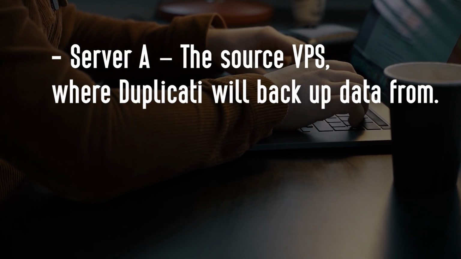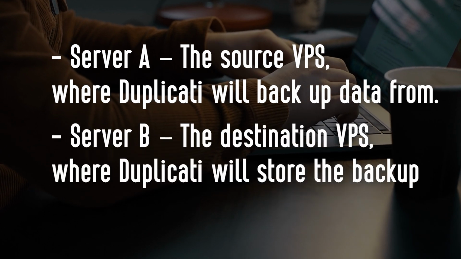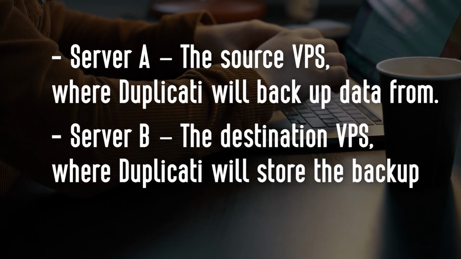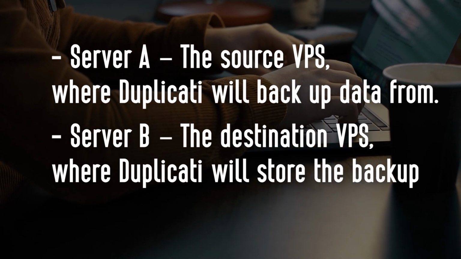Server A, the source VPS, where Duplicati will back up data from. Server B, the destination VPS, where Duplicati will store the backup. Both servers are connected to the same LAN, or private network.